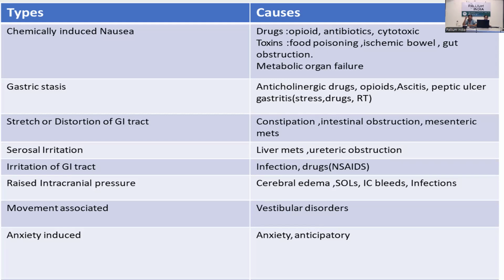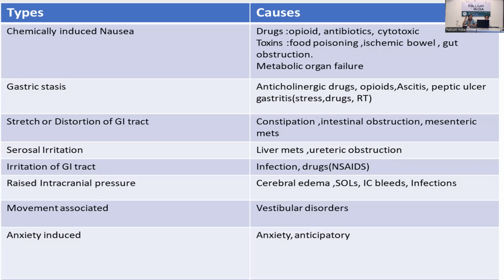Toxins, like those from food poisoning, and ischemic bowel, gut obstruction, where the level of ammonia and all will increase. It's a chemically induced nausea. And metabolic organ failure. When the patient has uremia or hepatic failure, uremia is a kind of metabolic organ failure. So all these can cause vomiting.